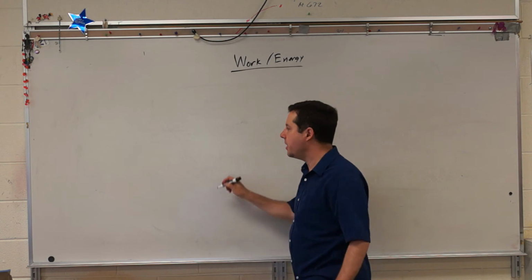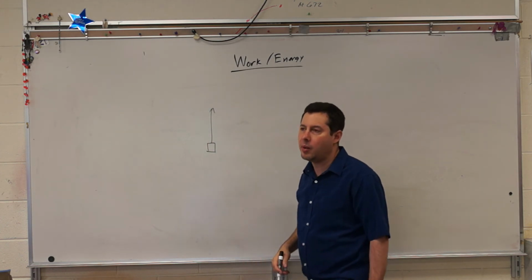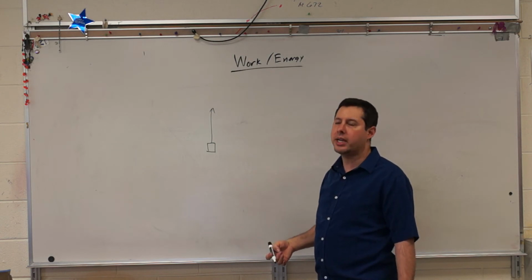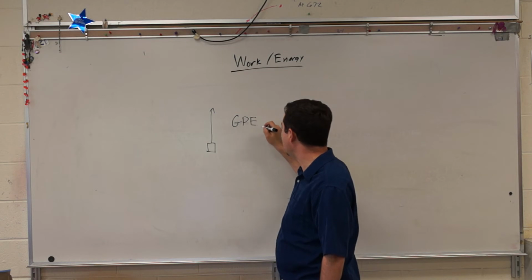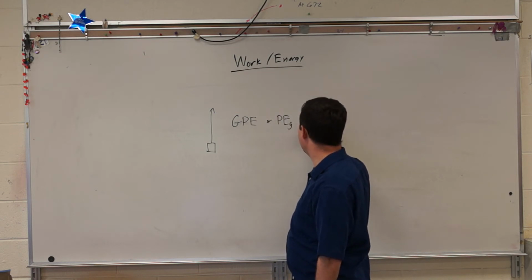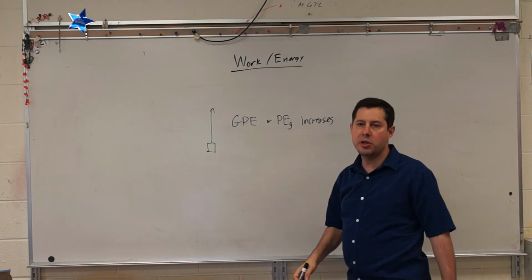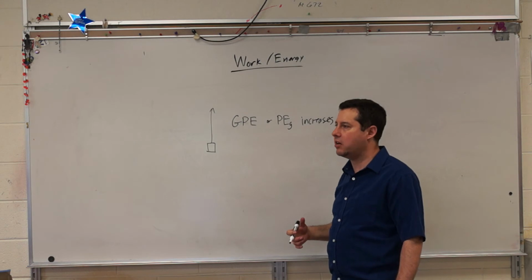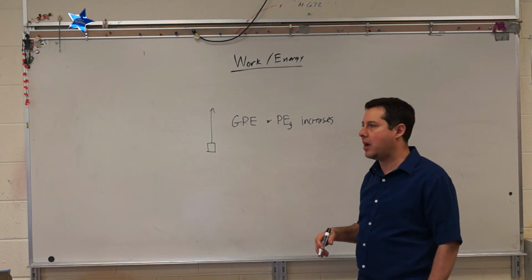If you lift something up off the ground, for example, you just lift it straight up. When you do work, the work is adding to the gravitational potential energy, GPE, or PE sub G, which increases. You're not changing the kinetic energy at all unless the block is speeding up. So lots of different possibilities.